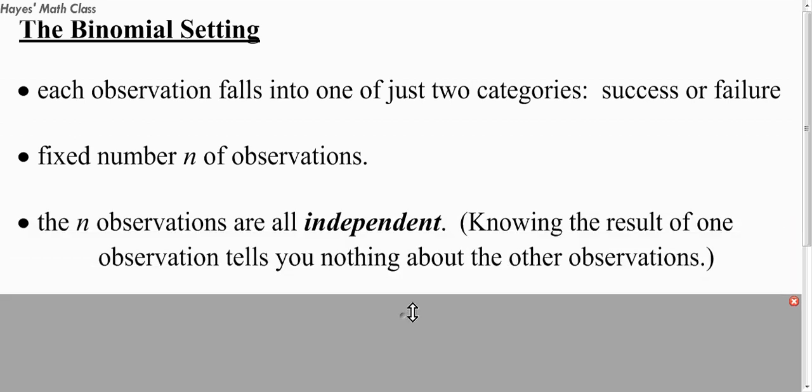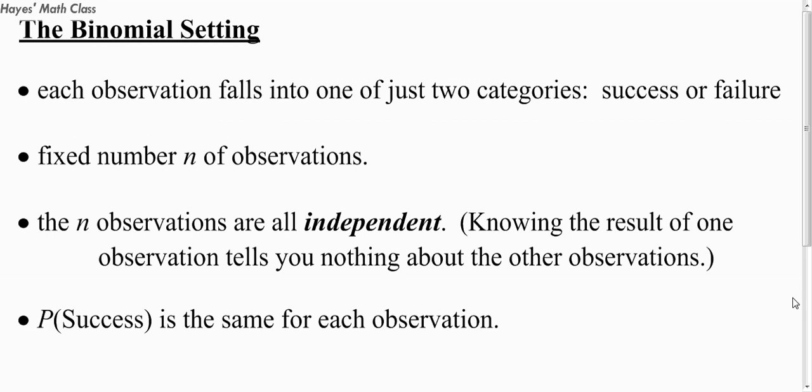The n observations are all independent. So again, remember, knowing one thing doesn't affect the other. And that goes back to what we talked about first semester. And then lastly, the probability of success is the same for each observation. And that ties hand in hand with things being independent. But it's one of those things where, sometimes even though things are independent, you might say the longer you wait, the more likely something happens.